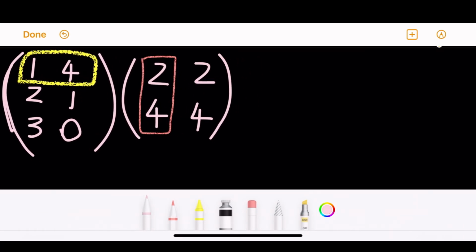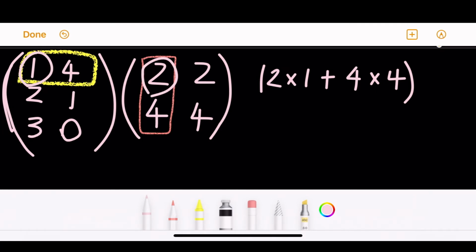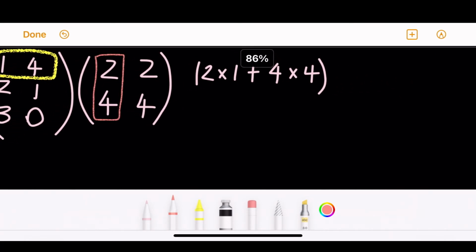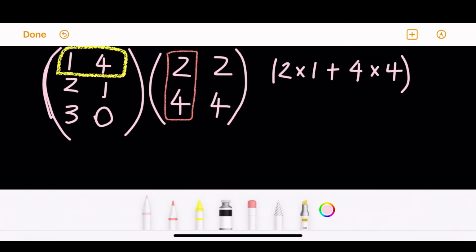So let's go. 2 times 1 gives us 2. I'm going to write all of them out. 2 times 1, and then plus 4 times 4. It makes sense because it's the first number multiplied by the first number plus the second number multiplied by the second number.